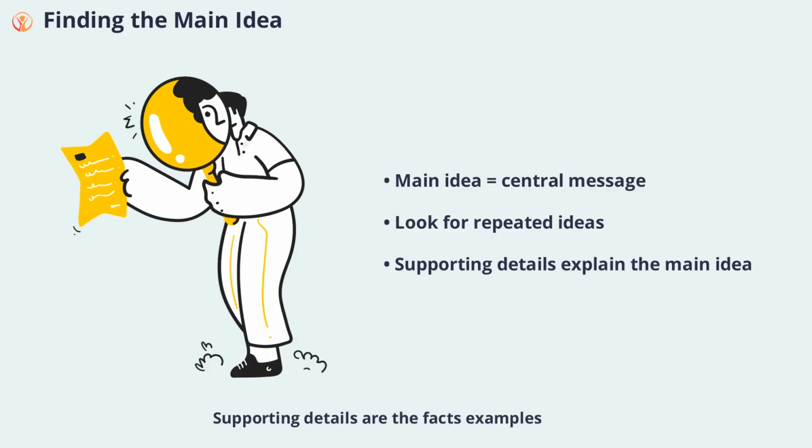Supporting details are the facts, examples, or explanations that help you understand the main idea better. When you put the main idea and key details together, you can summarize the text in your own words. Next, we'll see how different text structures help organize these ideas.